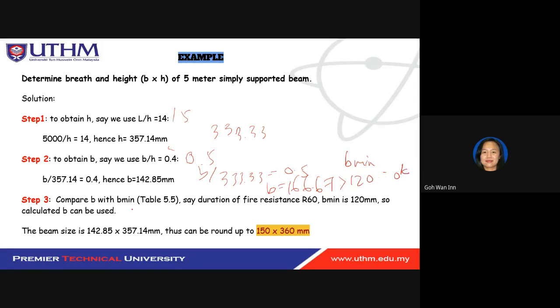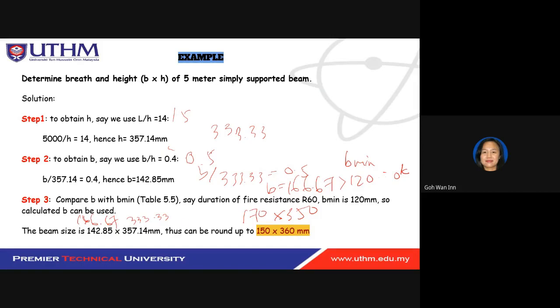So you will get 333.33 and 166.67. So you can round it out to become 170 times 350. You need to round it out. Don't put the value like this.